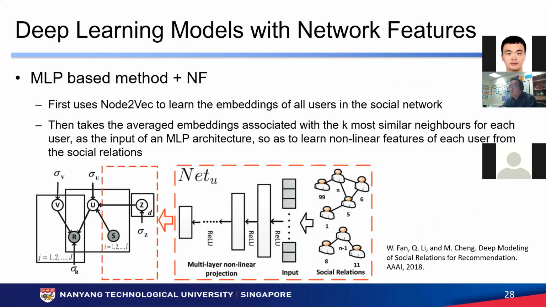Another example is to use an MLP-based model to leverage the network feature. What this model does is first use node2vec to learn the embeddings of all users in the social network, and then take the average of the embeddings and find the k most similar neighbors for each user as the input of the MLP architecture. Then this MLP architecture will learn the nonlinear features of each user from the social relations. So this is the MLP-based method.